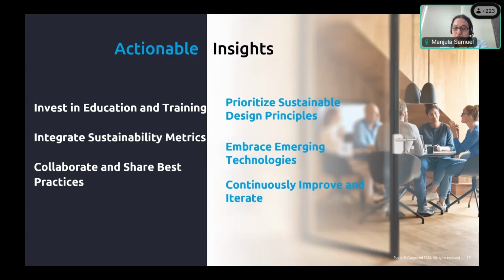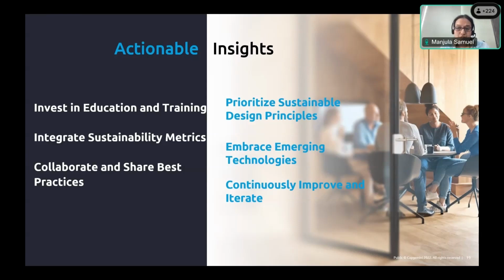Invest in education and training. Foster a culture of sustainability within the organization by providing education and training on sustainable software development practices. Equip the developers, architects, and stakeholders with the knowledge and tools that they need to integrate sustainability considerations into their work. Incorporate sustainability metrics into the key performance indicators and decision-making processes. Track and monitor energy consumption, resource usage, and environmental impact throughout the software development lifecycle to measure progress towards the goals.